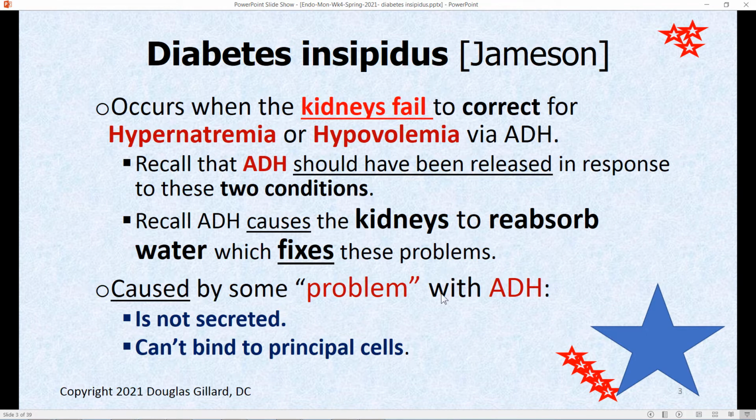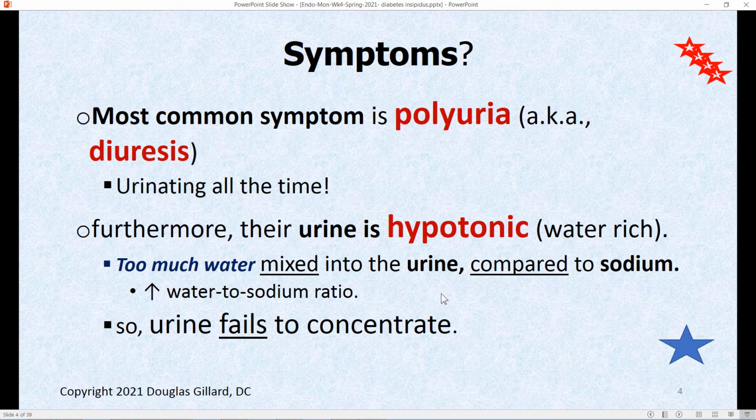All right. What are the symptoms? Well, if you can't suck free water out of the kidney, out of the filtrate, out of the urine, then it's going to go into the urine, so you're going to be urinating all the time. And that's called polyuria, or diuresis is another way. Now you should know both of those terms.